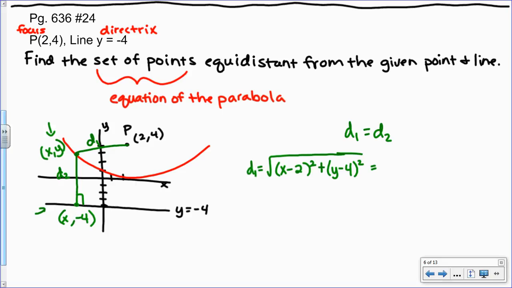And I'm going to set that equal to distance 2. Again, I'm going to start with x, y. So I will do x minus x squared plus y minus negative 4 squared. That's distance 2. Minus negative 4, I'm going to go ahead and change to plus 4. So I'm doing y minus negative 4, and I'm going to change it to y plus 4.